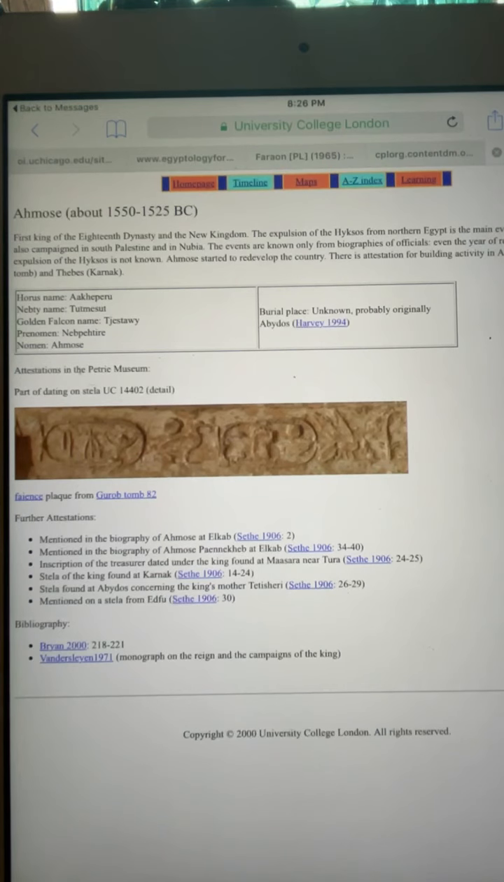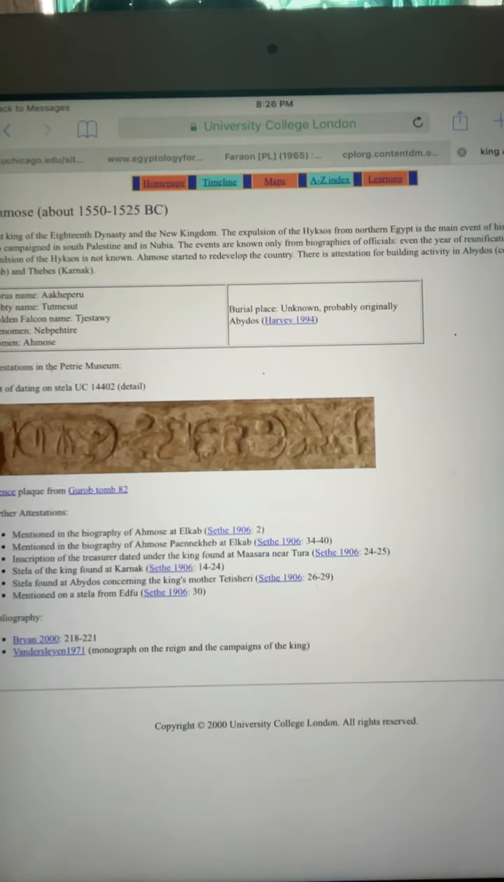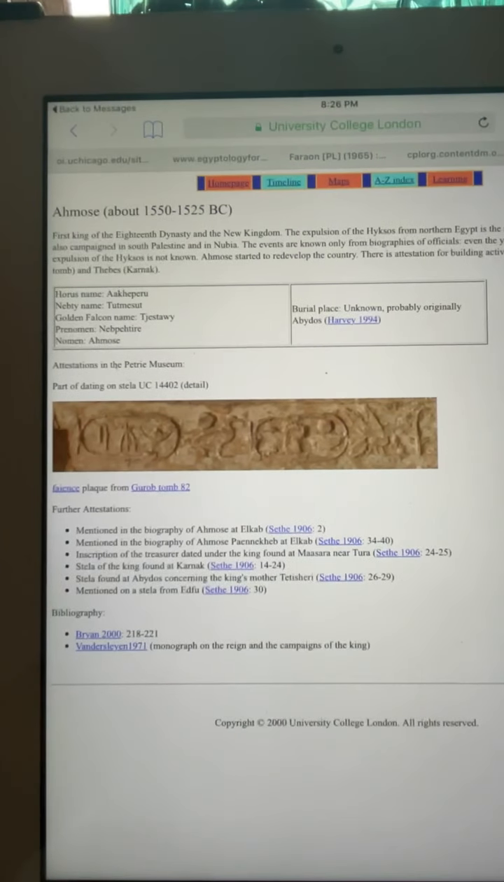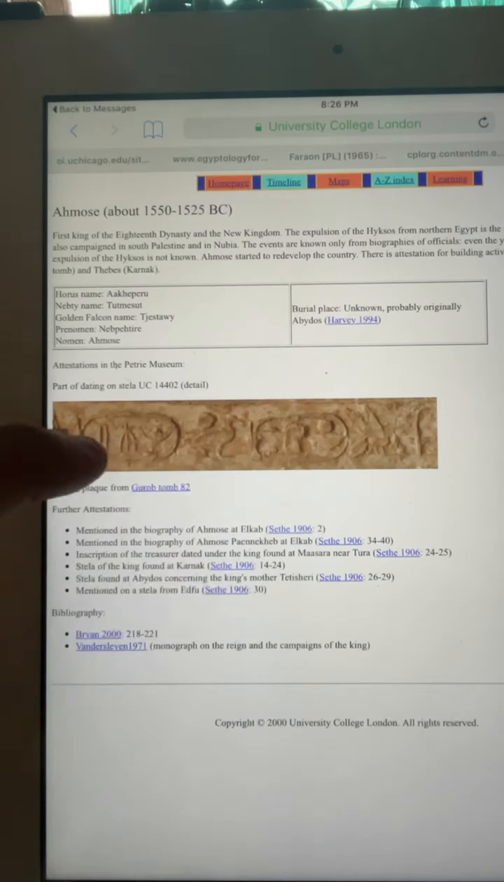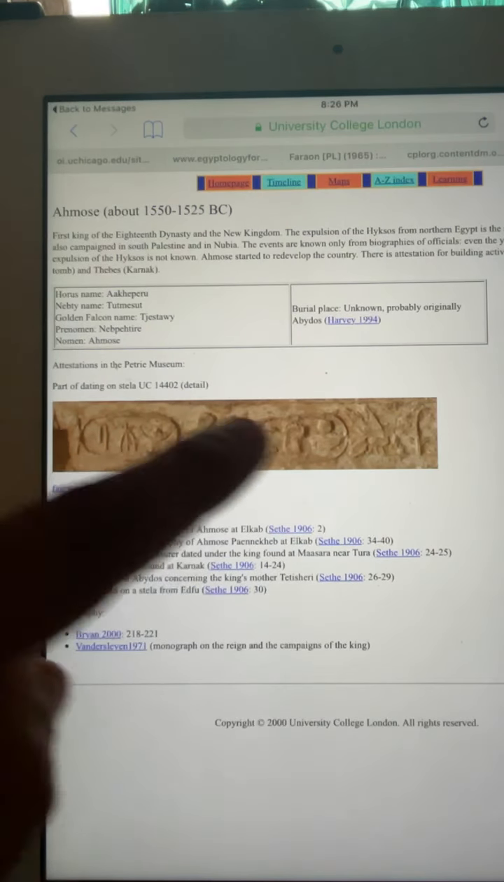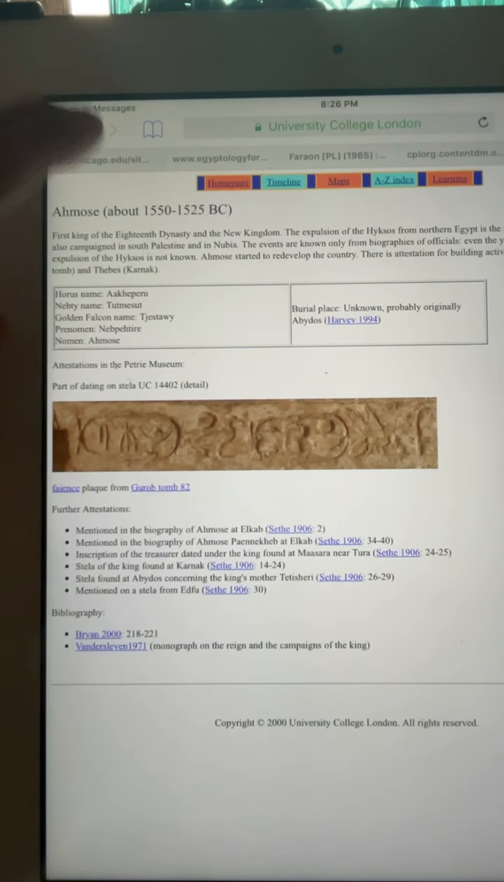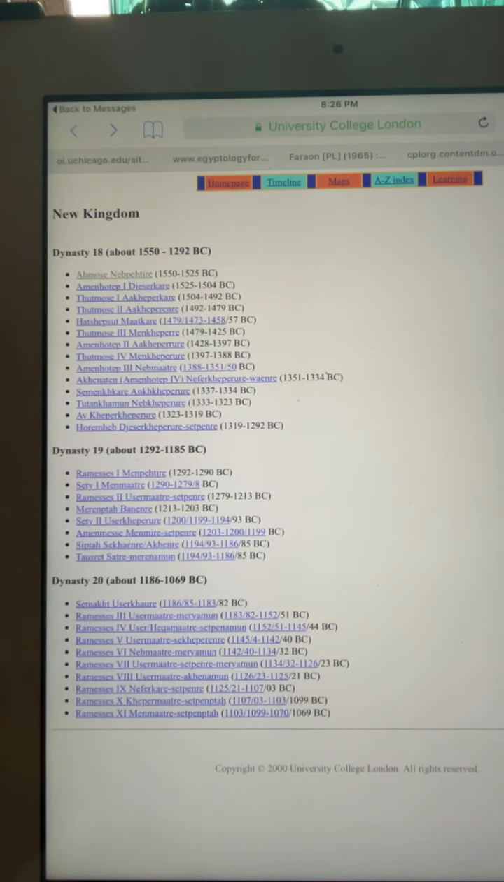The expulsion of the Hyksos from northern Egypt, and later the campaign in the south, in southern Palestine, and then in Nubia. So he attacked them in Palestine and then attacked them in Nubia, and they were pretty much gone from there. And this is the attestation here from Ahmose. This is Ahmose's name right over here. All right, so that's it. Ahmose is the first liberator of Egypt.